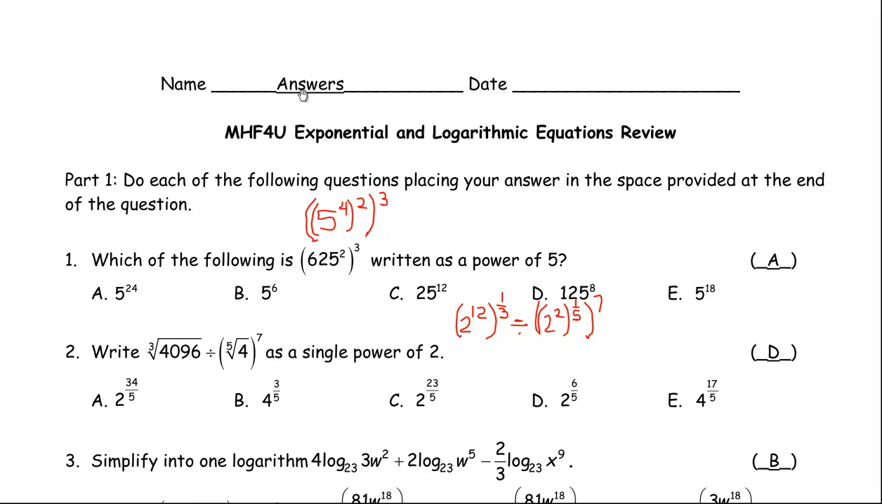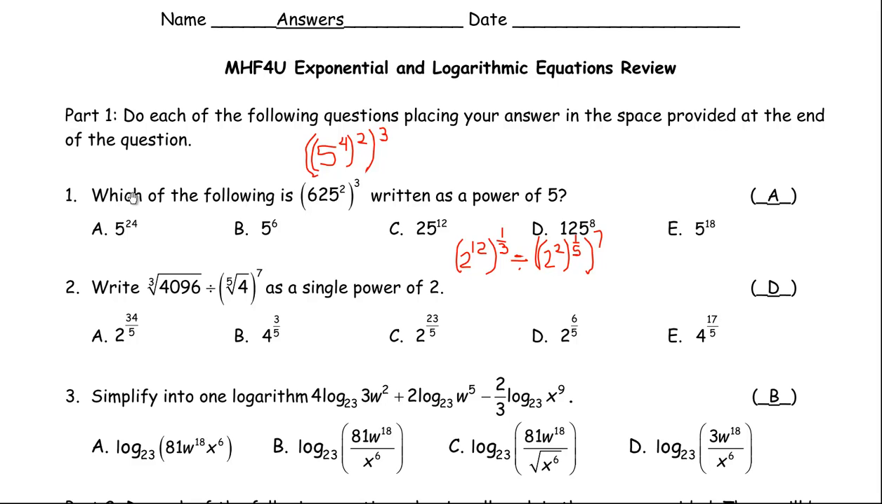In this tutorial, we're going to take a look at the solutions or answers for a test review on exponential and logarithmic equations. In the first part, there are 3 multiple choice questions. The first one asks, which of the following is 625 squared to the power of 3, written as a power of 5? So I want to write this starting as a power of 5.